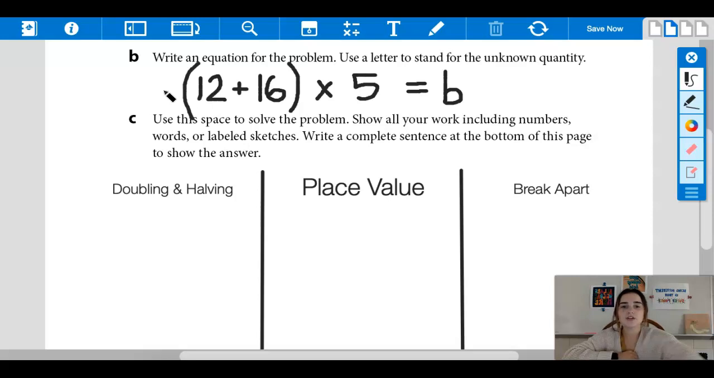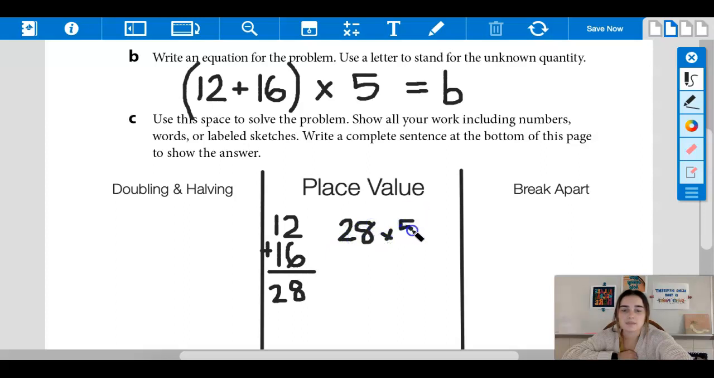The first way I'm going to show you is our place value strategy. So the first thing we need to do for all of these strategies is first we need to figure out how many containers they have all together. So if we add 12 and 16, we get 28. They have a total of 28 containers. So now our equation turns into 28 times 5, and that'll give us the total number of beads.